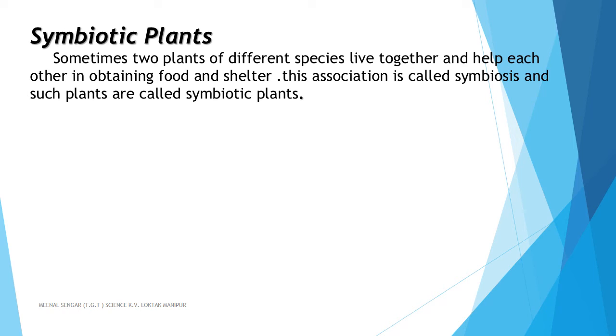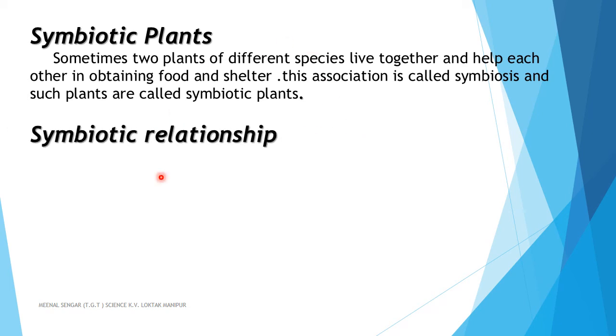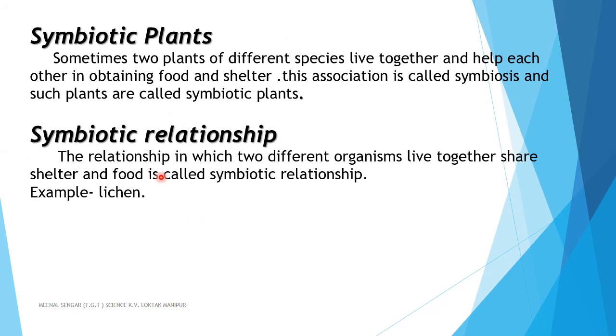Some two plants of different species live together and help each other in obtaining food as well as obtaining shelter. This association is known as symbiosis, and such plants are known as symbiotic plants. Symbiotic relationship की definition जानते हैं? The relationship in which two different organisms, or we can say two different plants in case of plants, live together, share their shelter, that means they live in the same space, and food is called symbiotic relationship.